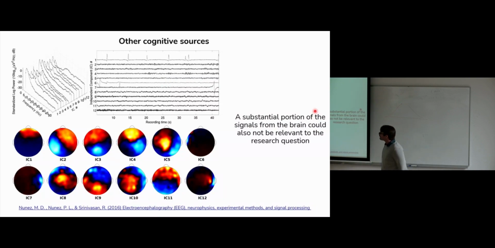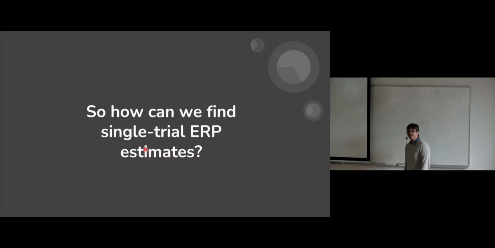And of course, there are other cognitive sources. You're all familiar with ICA, so I can blast through this. I just put this up as there are other cognitive sources. So not only do we have artifact sources when we run our ICA, but we have multiple components that we think are actually driving brain signal. This becomes important on single trials, because we expect there to be multiple cognitive potentials in single trial EEG. Okay, so in this noisy reality, how can we find these single trial ERP estimates?